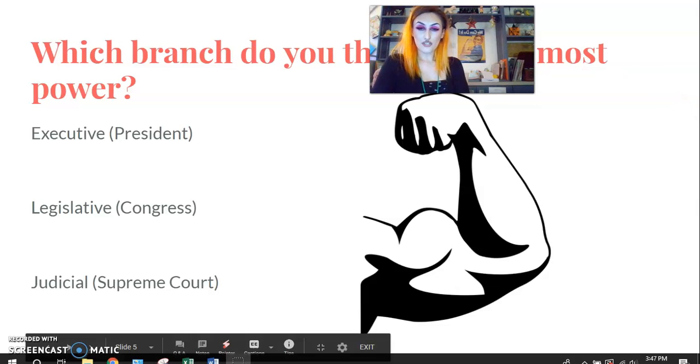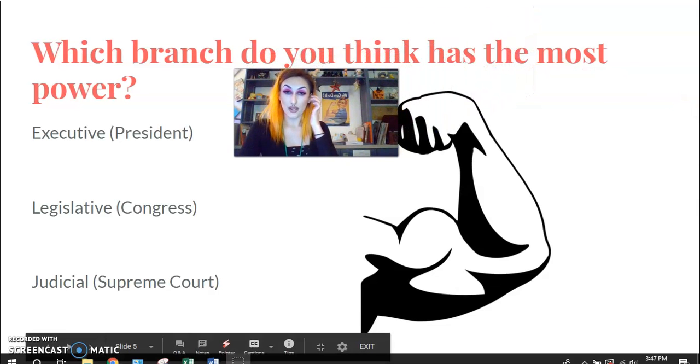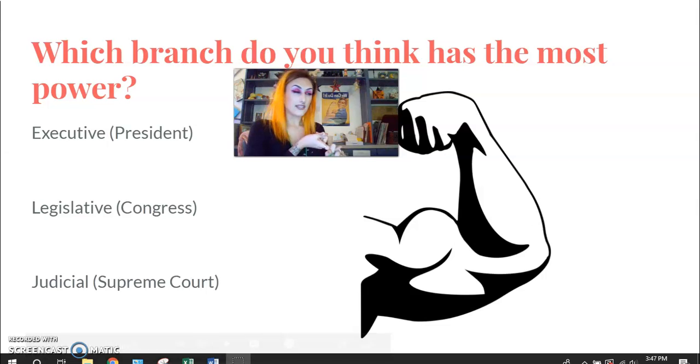So let's talk about which branch you think has the most power. Is it the president because the president gets power to suggest laws and can veto laws? Or is it Congress because they're the ones who actually write the bills, right? Who actually write the laws? Or is it the Supreme Court because they have the power to strike down laws and nobody can override them, right? I want you to pause this video and make sure that you answer this question on your notes.